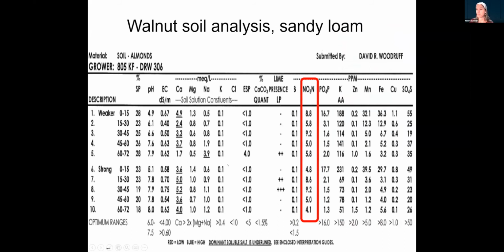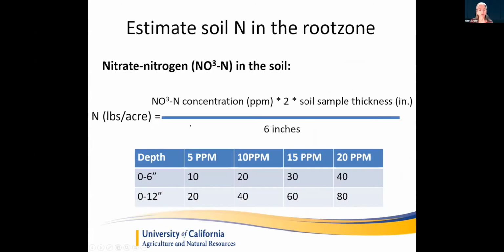This might be an example of an analysis that you would get back. And then for that nutrient management plan, sorry, this is nitrate nitrogen in the plan. So that is what you will add as an input. So if you get your nitrate nitrogen values in the soil, you can make a conversion for what that means in terms of pounds per acre.